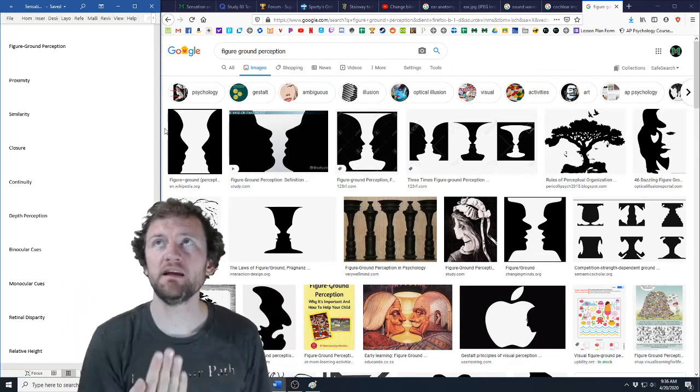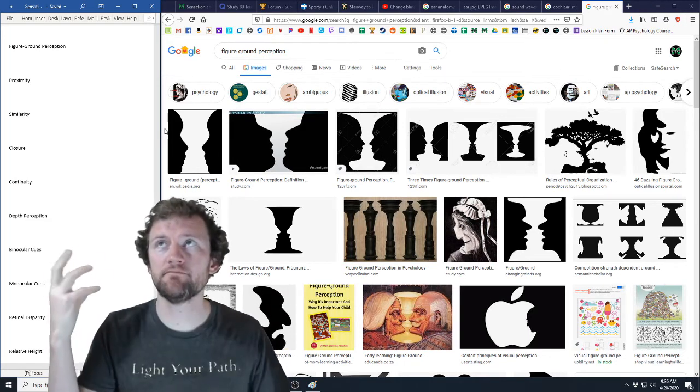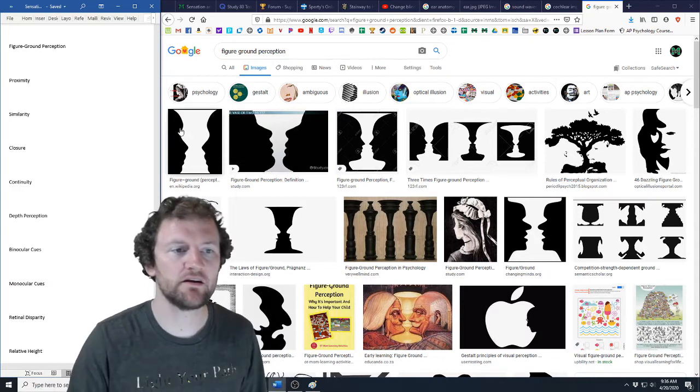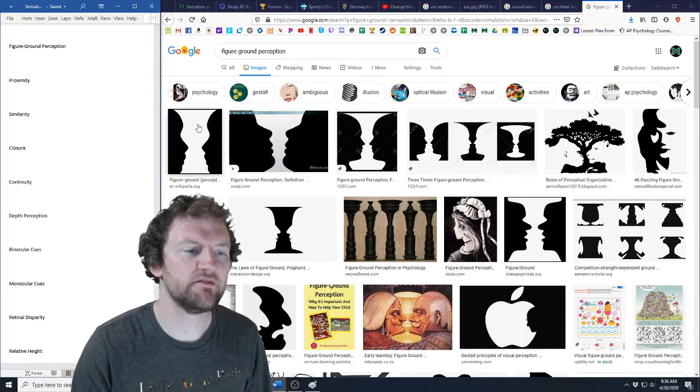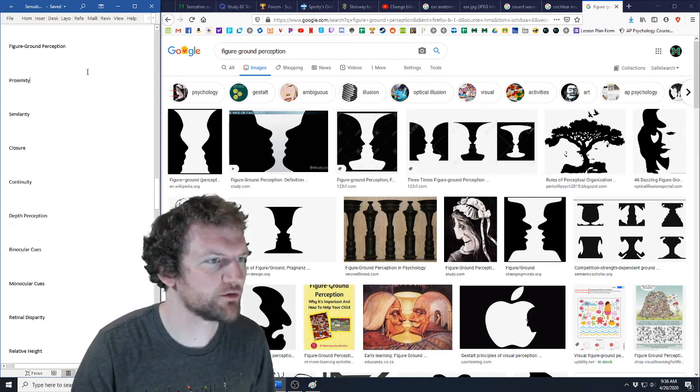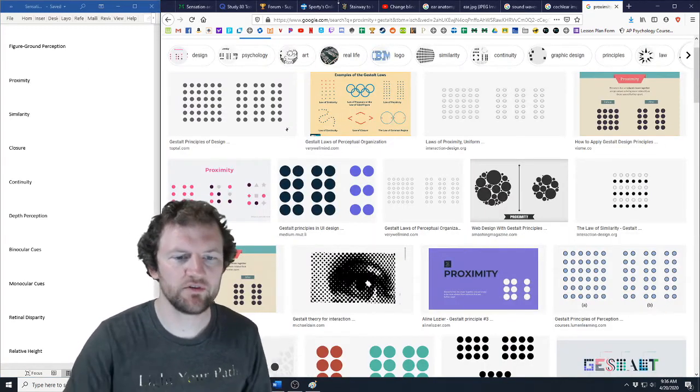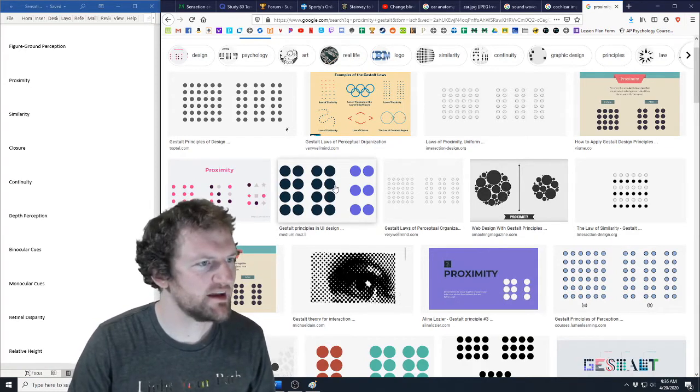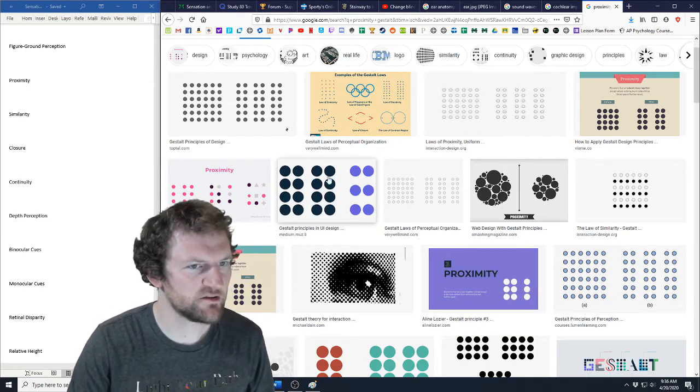If you're concentrating on me right now, I'm the figure and my background is the ground. Here, if you're looking at this white, that means the vase is the figure and the faces are the ground. Unless it's the opposite, then the opposite would be true. There are a few organizational principles. Similarity and proximity are two of them.